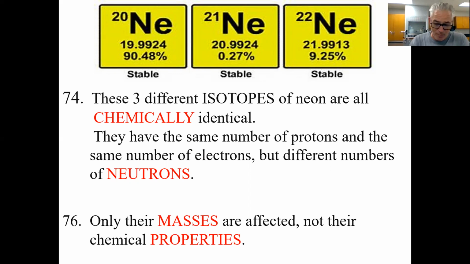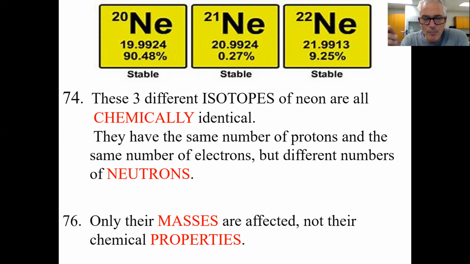So let's see, I'm going to add this up. I'm not even sure, I should have done this before, but let's see what it adds up to. I'm adding 90.48 plus 0.27 plus 9.25, and that gives me, can you see it? Where is it? 100%.